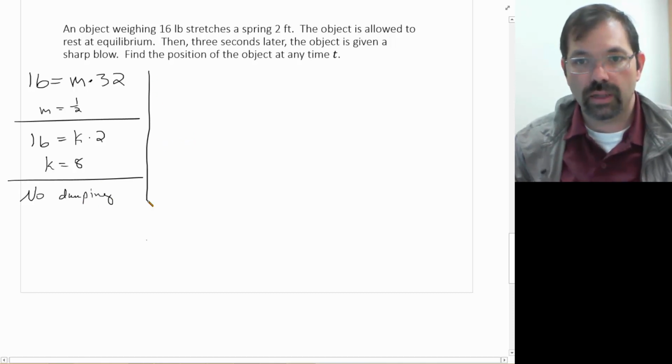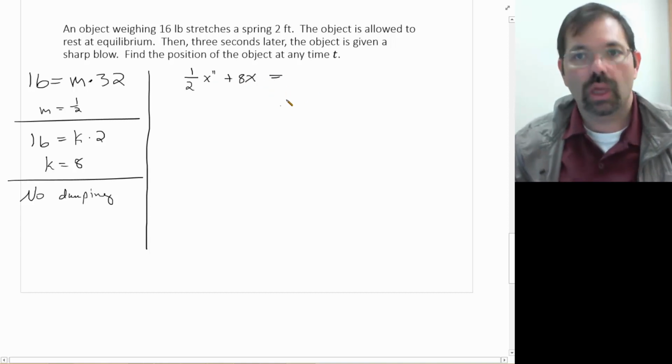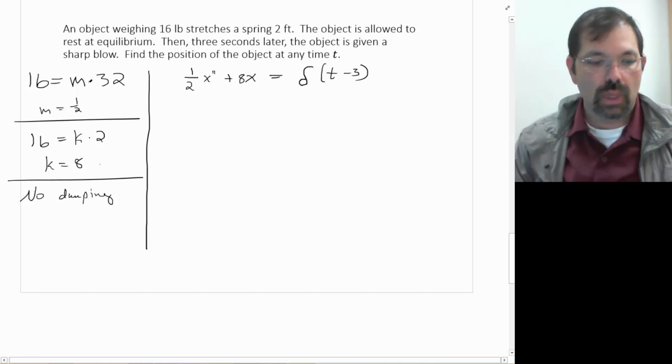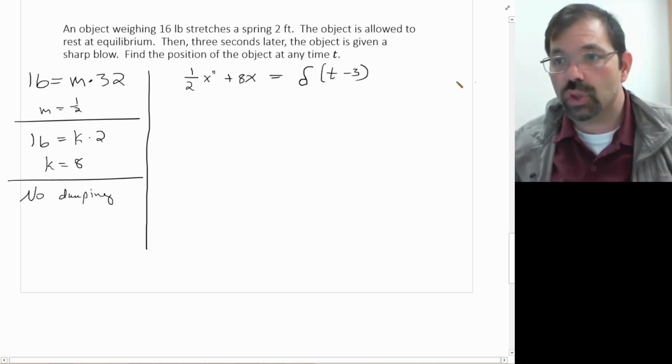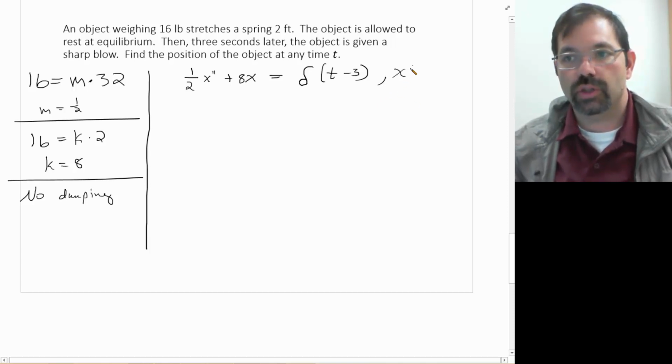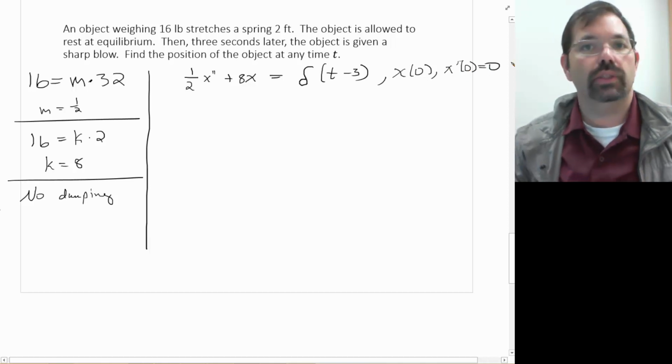All right, so that tells me then I can model this with the differential equation 1/2 x double prime plus 8x. Now, what's my forcing function? 3 seconds later, the object is given a sharp blow. Delta of t minus 3. There's the differential equation. All right, we need initial conditions. The object is allowed to rest at equilibrium. The initial position is 0. The initial velocity is 0.